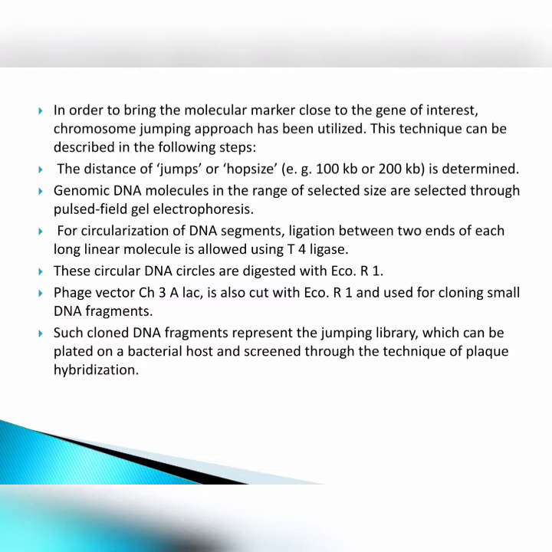Phage vector such as lambda gt is also cut with EcoRI and used for cloning small DNA fragments. Such cloned DNA fragments represent the jumping library, which can be plated on a bacterial host and screened through the technique of plaque hybridization.